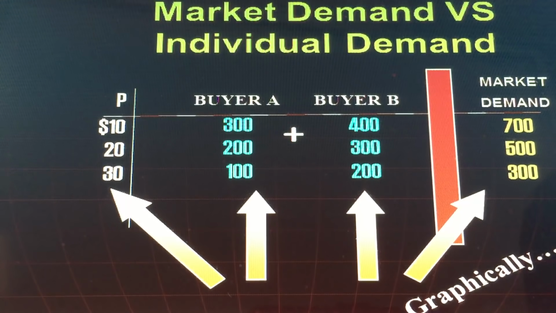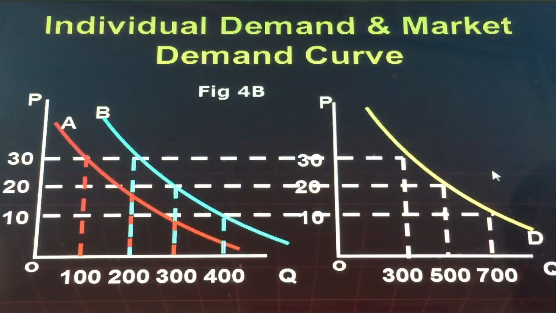The last part is individual versus market. Market demand is when you add up all the individual demand. Very simply, you just look for all the buyers. If you have buyer A, buyer B, you just add them together to get the market. If the market only has buyers A and B, you just add them up, and you can get this graphically.